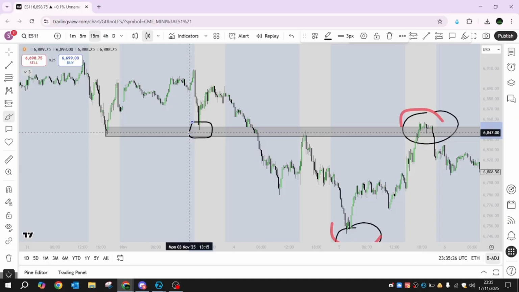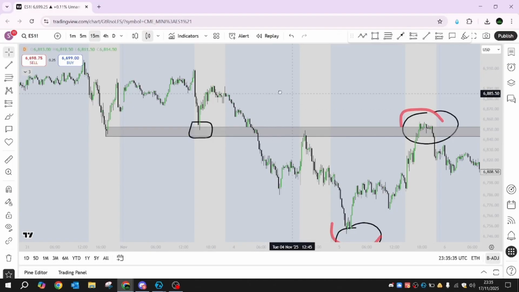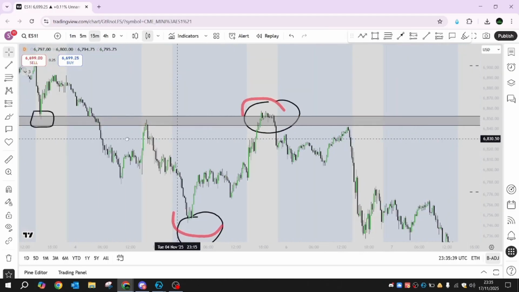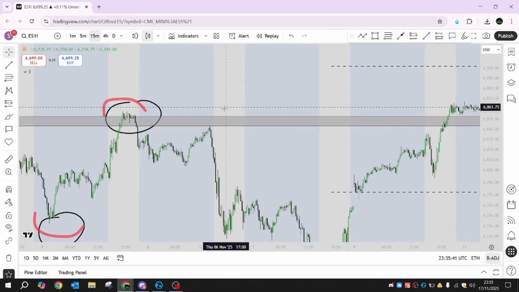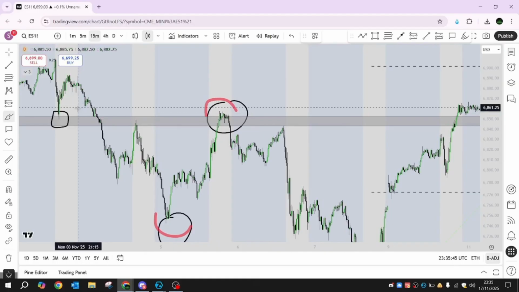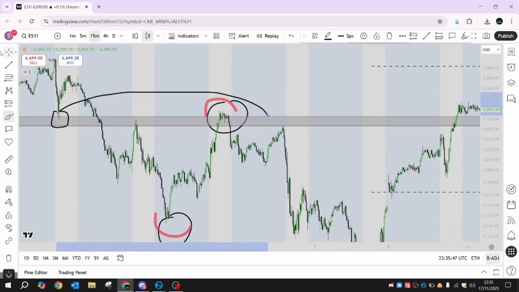Resistance to support. And I'm going to be going over how you could have taken this trade as resistance or as supply. This was a huge area of supply in the markets. So this trade, on the 3rd of November, we had a bounce. On the 4th of November, we had a bounce. On the 5th and the 6th of November, we kept bouncing as resistance. So this was a large resistance in the market.